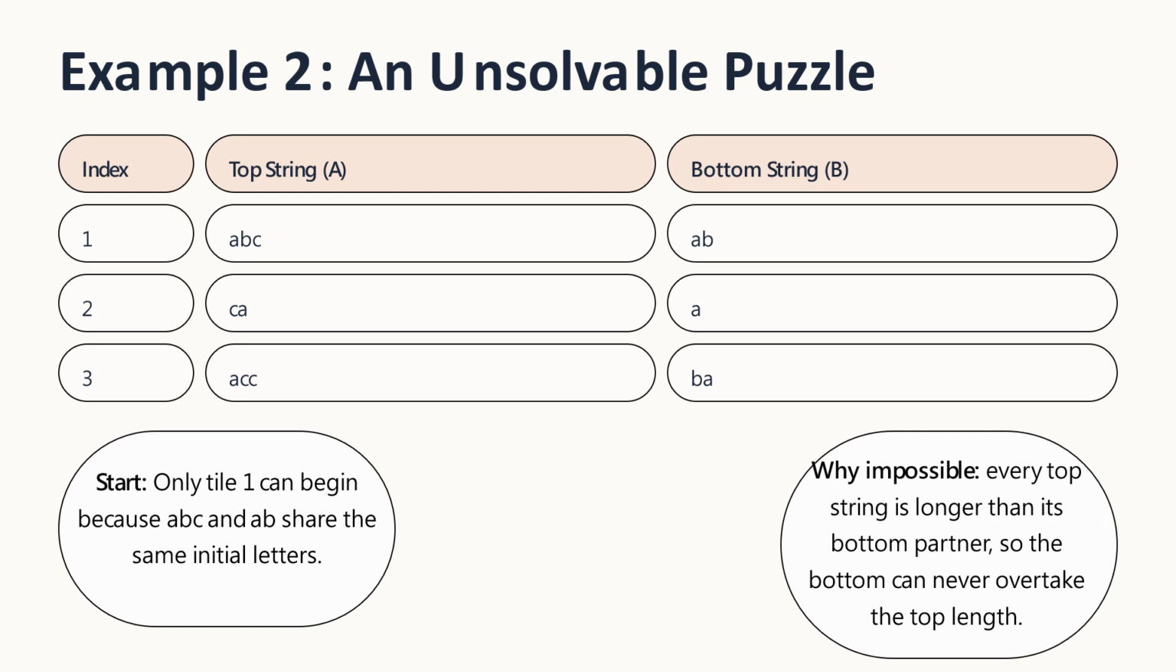The problem with this instance is that every top string in this example is longer than its corresponding bottom string. That means the top continues to stay ahead and the bottom can never fully catch up. So no matching sequence can be formed here.